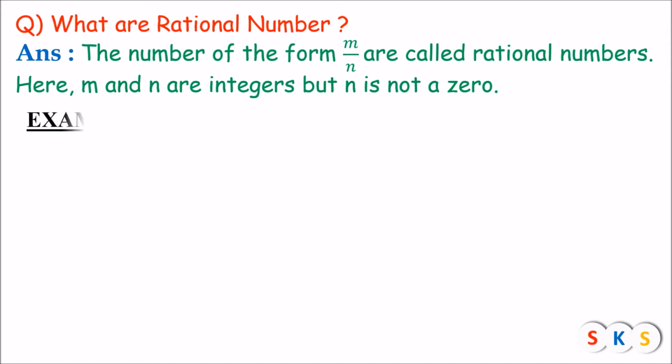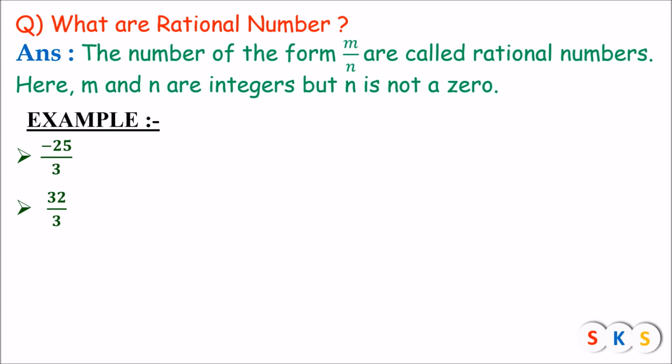Let's see some examples over here. Here we have the first example, minus 25 upon 3. It is a fraction. You can see here the numerator is minus 25, which is a negative integer, and the denominator is 3, a positive integer. So here we have a fraction whose numerator and denominator are integers, and the denominator is not 0. Therefore minus 25 upon 3 is an example of a rational number.